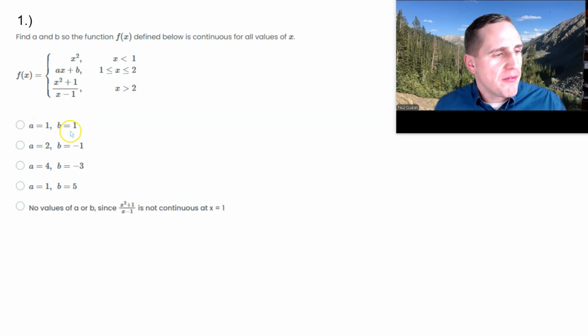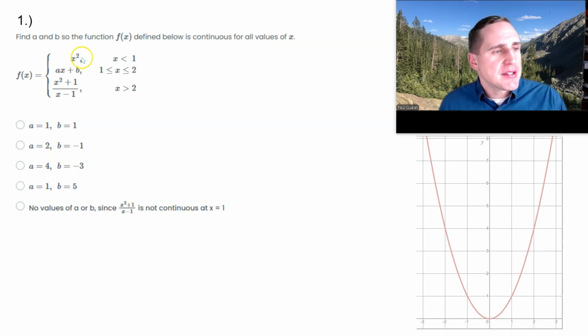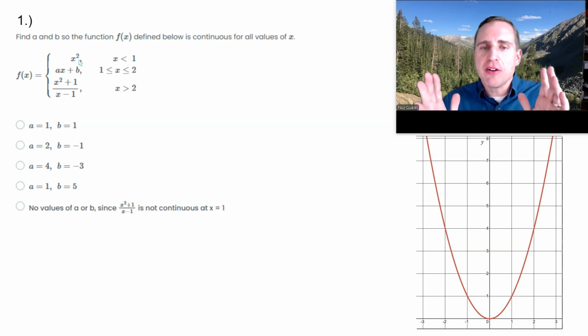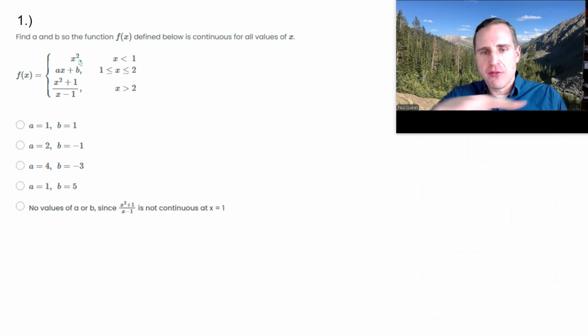Okay, so we want the values of a and b. Now, x squared is a parabola. In fact, it's the parabola that has its vertex at the origin, 0, 0. It's the parent function for the quadratic. Hopefully many of you know what that's shaped like. Ax plus b is a linear function. It should look like a line. The slope should be a, and the y-intercept should be b.